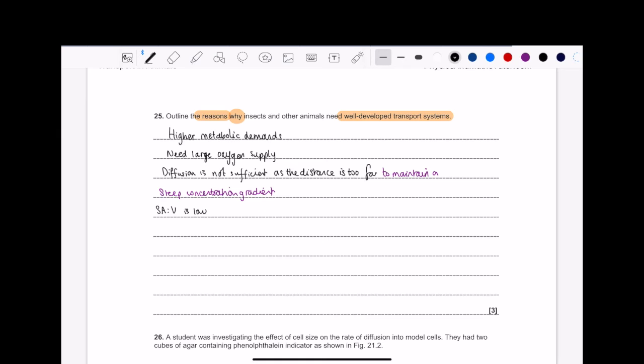It needs a larger oxygen supply. Pretty self-explanatory. Again, this part, I want you to copy down and memorize. You can lift it and put it in other questions, okay? Diffusion is not sufficient as the distance is too far to maintain a steep concentration gradient. When you think diffusion, you think concentration gradients. Remember that. Another point: surface area to volume ratio is low. Surface area to volume ratio will always be part of your answer when it comes to transport systems. So this video is pretty much me banging on about how I want you to write these points somewhere and memorize them, because you can use them for the majority of questions on the topic of transport in animals.